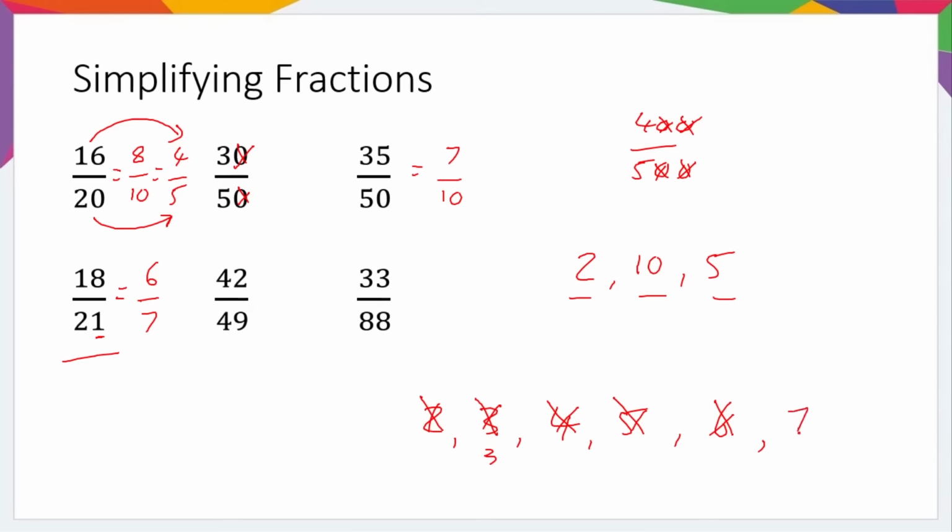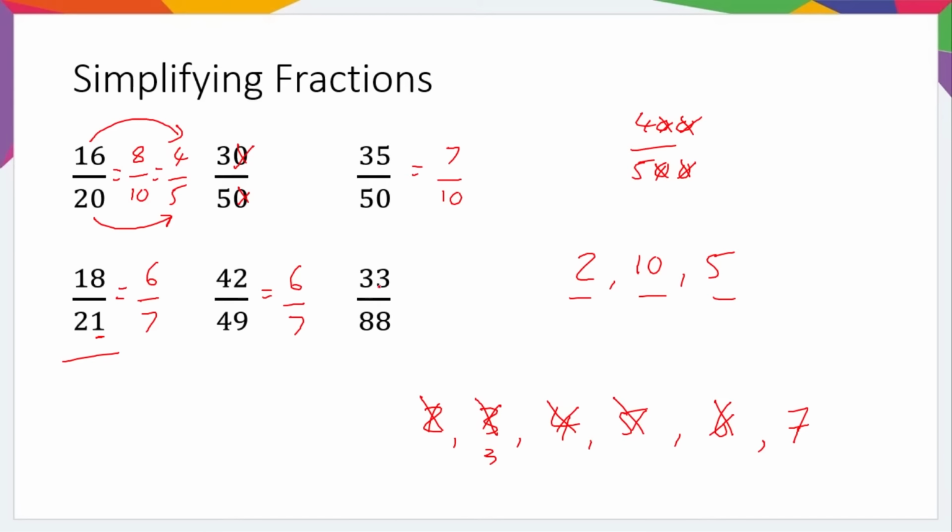So how about a 7? Now, 7 is one of the nastier times tables, but 7 does go into 42 and 49. 42 divided by 7 is 6. 49 divided by 7 is 7. So 42 49ths is 6/7.